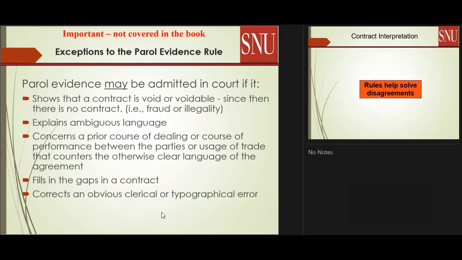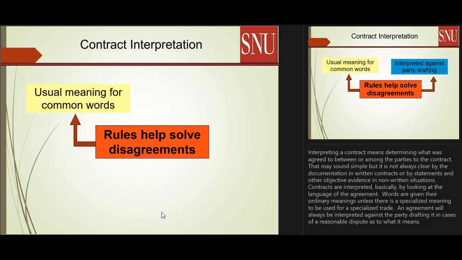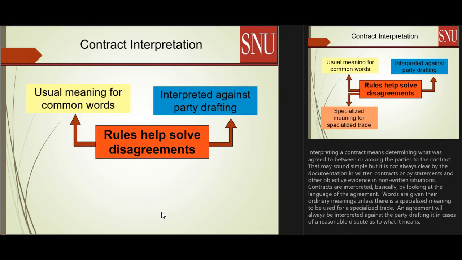And it can correct an obvious clerical or typographical error. So when you're looking at interpretation, there are rules that help words have their common meanings, and ambiguities are interpreted against the party that drafted it.